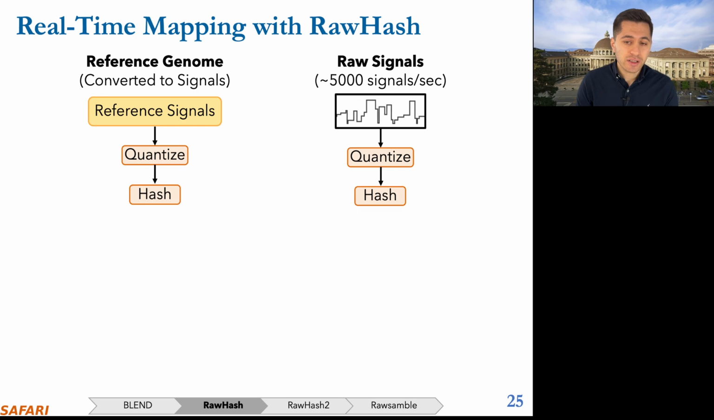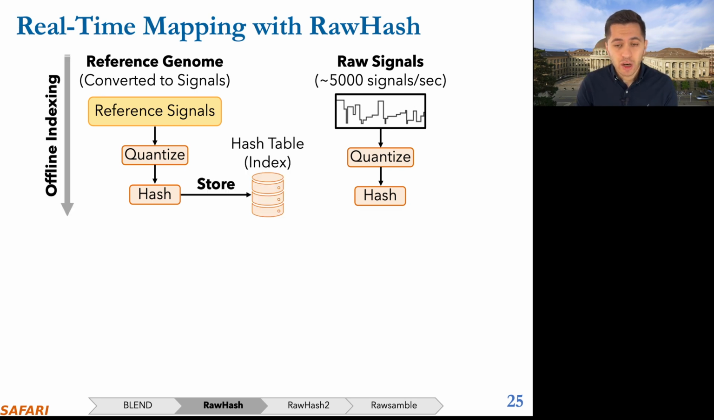Effective noise reduction enables us to perform accurate and real-time analysis in several steps. First, we store the hash values we construct from the reference genome and use them as an index. This is an offline and one-time task.